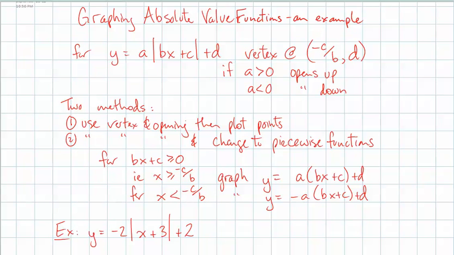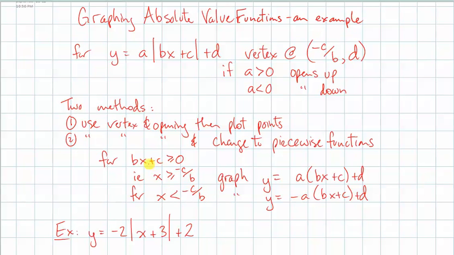There's two different methods. One is to use the vertex and opening direction, then plot points by choosing some x values and determining the y values. Pretty straightforward. Another method is to use the vertex, and the direction of opening isn't even as important, but we'll change the absolute value into piecewise functions. So I'm going to run through an example of what that looks like.